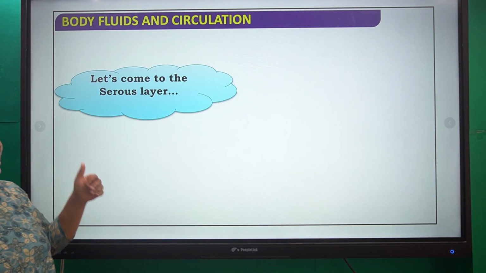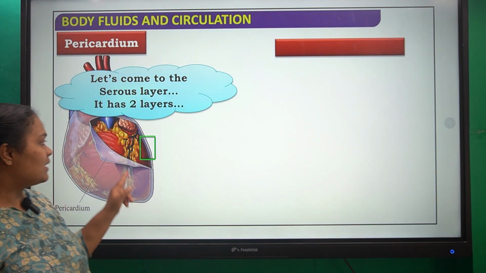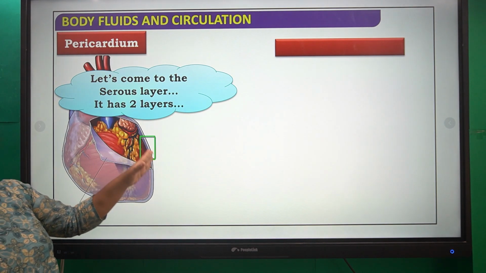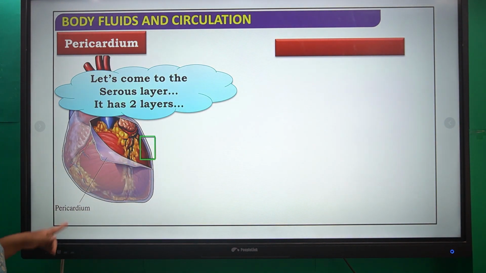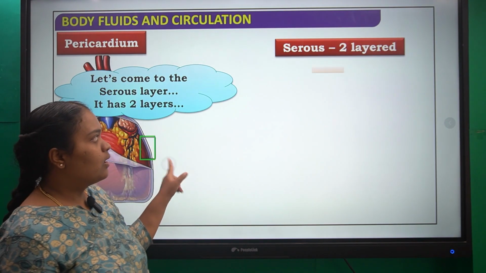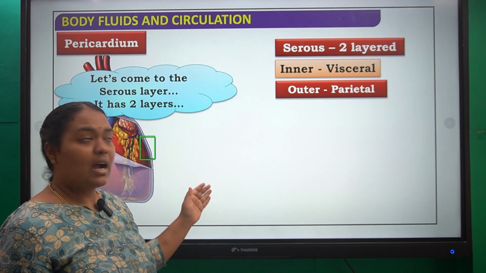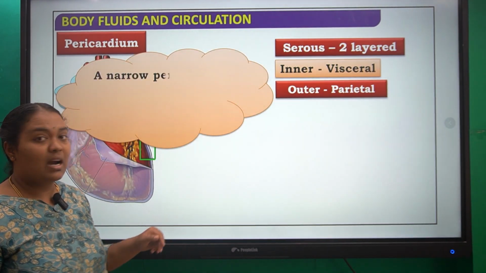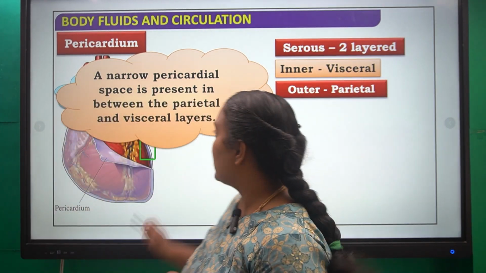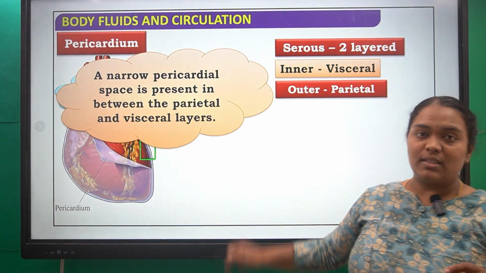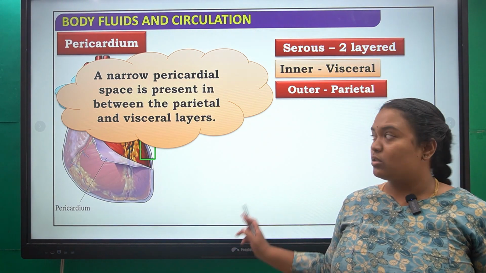Then next, let's talk about the serous layer, as it is having 2 layers again. When I take the cross section of the tissue, the serous pericardium is again having 2 layers. Whatever is in contact with the heart is called visceral, and which is away from the heart is called parietal. So a narrow pericardial space, a small space, is present in between the parietal and the visceral layer. There is a small space which is separating the parietal layer and the visceral layer.